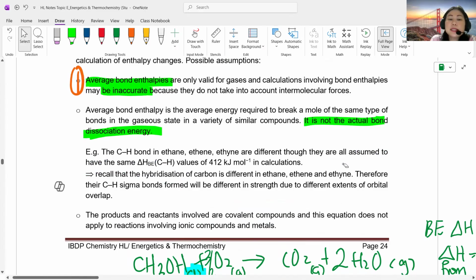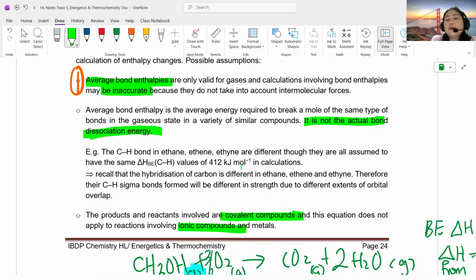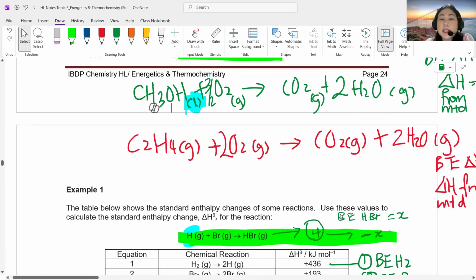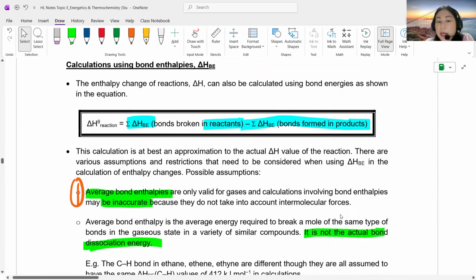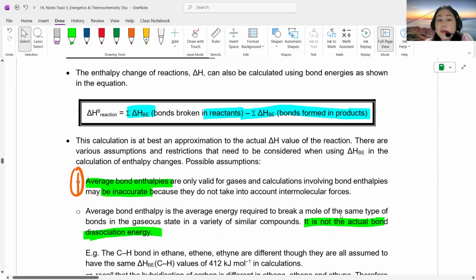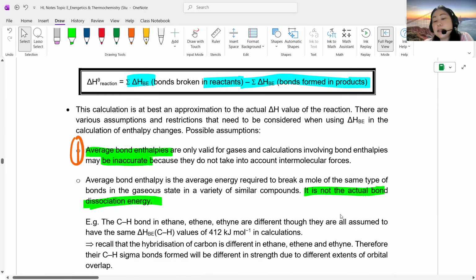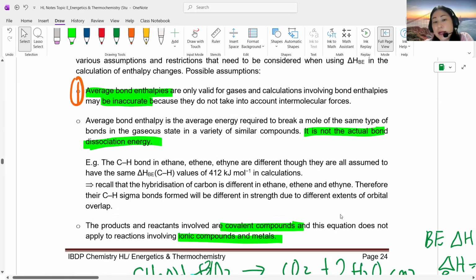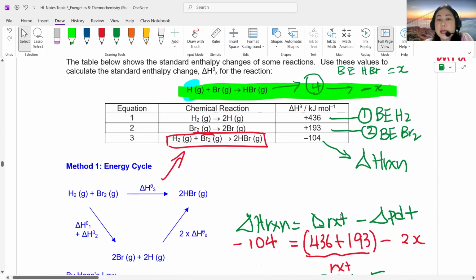All right, next, bond energy is for covalent. You cannot use it for ionic, cannot use it for metallic. All right, next, bond energy is for gaseous. So you cannot use it for liquid. If you use it for liquid, then the answer will be different. Right? Because vaporization is not there.